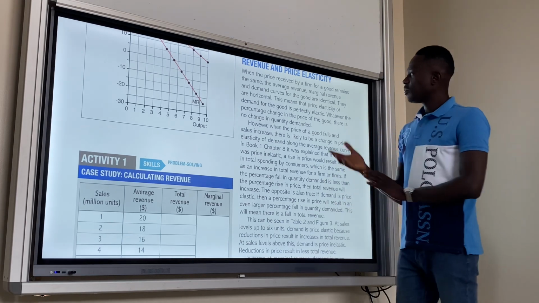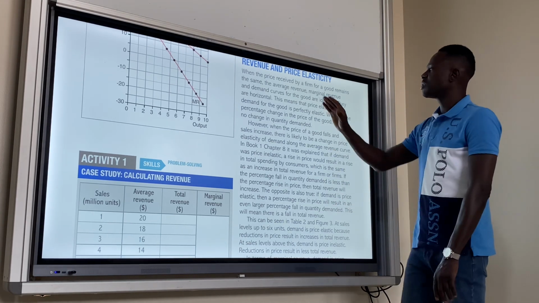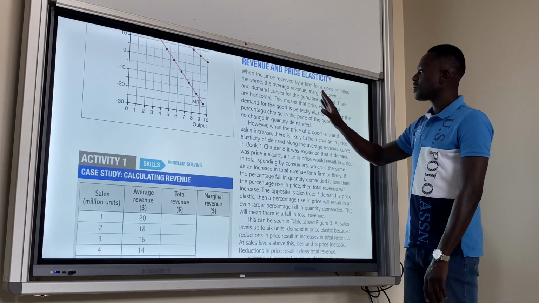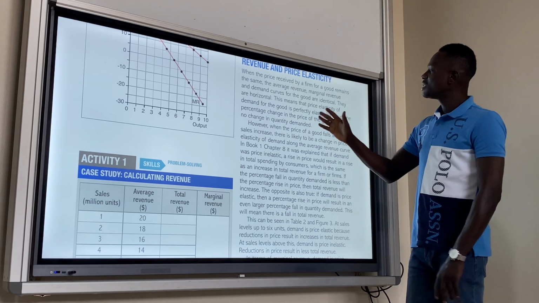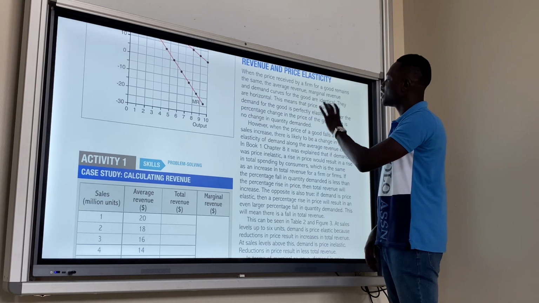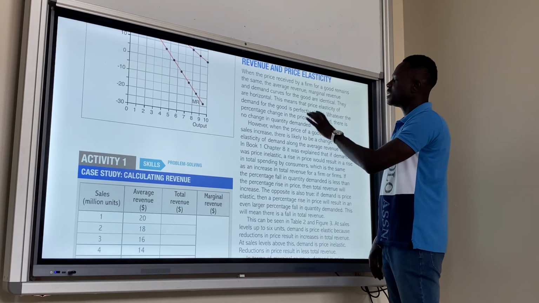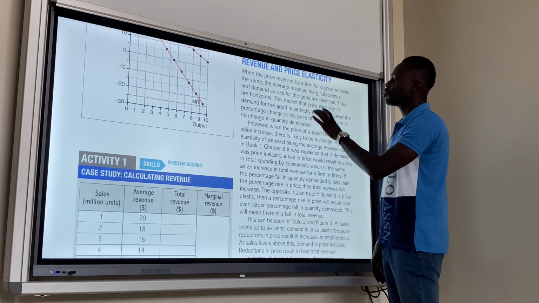So I read: when the price received by a firm for a good remains the same, the AR, the MR, and the demand curves for the good are identical. They are always horizontal. This means that the price elasticity of demand for the good is perfectly elastic. Whatever the percentage change in the price of the good, there is no change in quantity demanded.